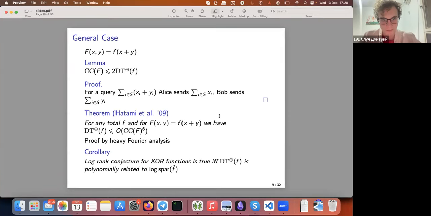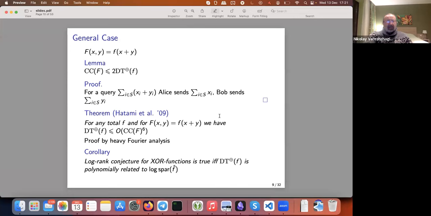For the general case, a similar upper bound exists. The communication complexity of function f doesn't exceed 2 times the parity decision tree complexity of the corresponding function. And the proof is similar. When the tree queries the parity of a subset S, Alice queries the same. Alice calculates the parities of the same bits of her input X and sends them to Bob. Bob calculates parities. Wait a second.